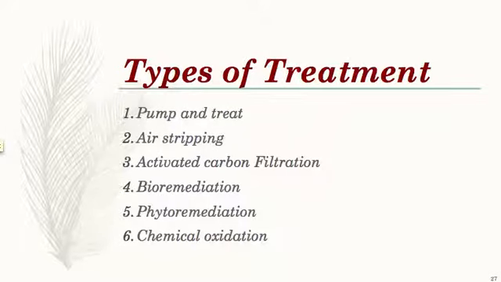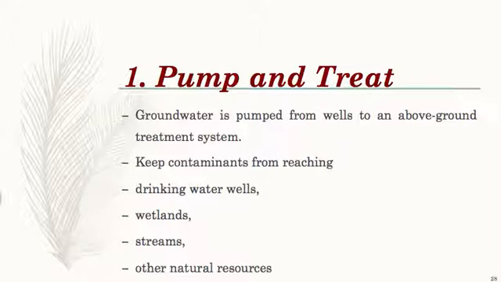Treatment processes like pump and treat are the first step for treating wastewater or polluted water. It is a common method for cleaning up groundwater contaminated with dissolved chemicals, including industrial solvents, metals, and fuel oils. The groundwater is pumped from the wells to an above-ground treatment system that removes the contaminants. This pumping helps to keep the contaminants from reaching drinking water wells, wetland streams, and many other natural resources.